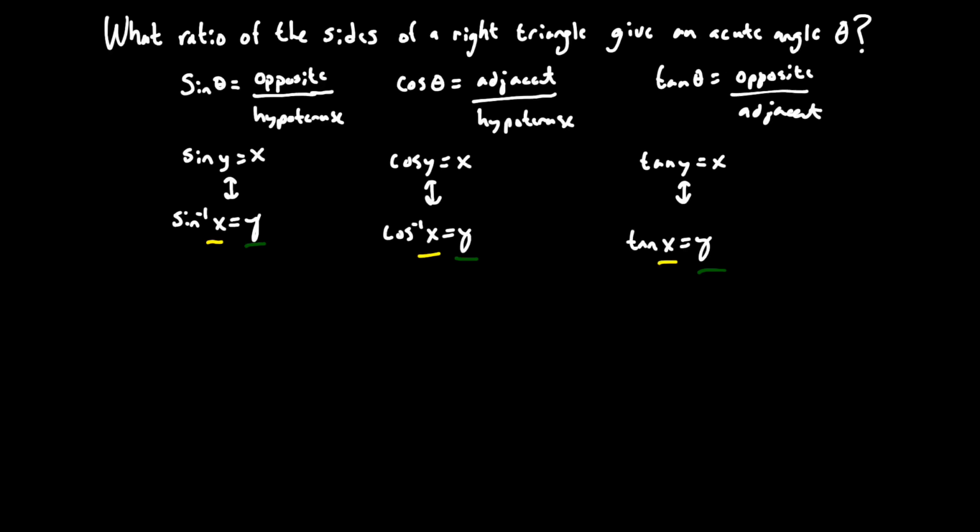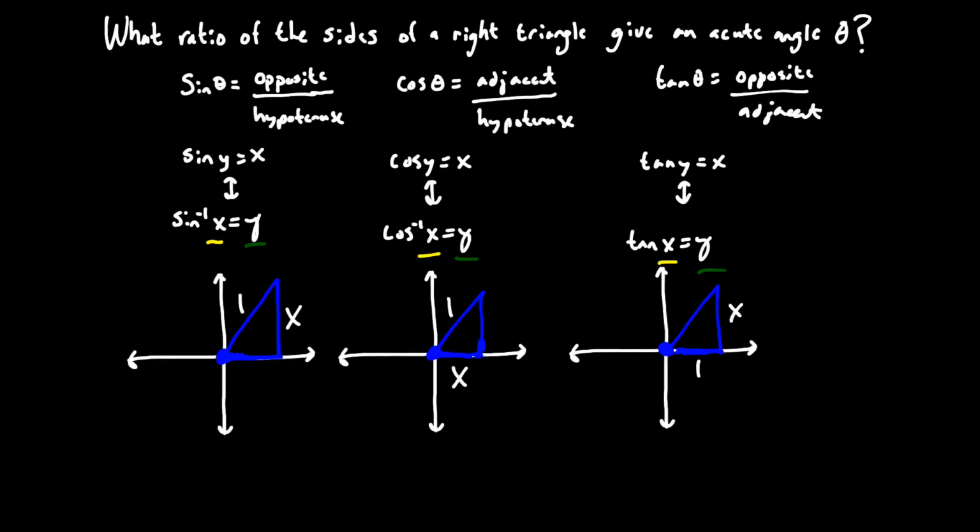Pictorially, we can represent each of these inverse trig functions as follows. By the Pythagorean theorem, the remaining side is given by the square root of 1 minus x squared for the sine inverse and the cosine inverse pictures. For the tan inverse picture, we'll get the square root of 1 plus x squared. And note the output of our inverse trig functions is the angle y here of each of these right triangles.